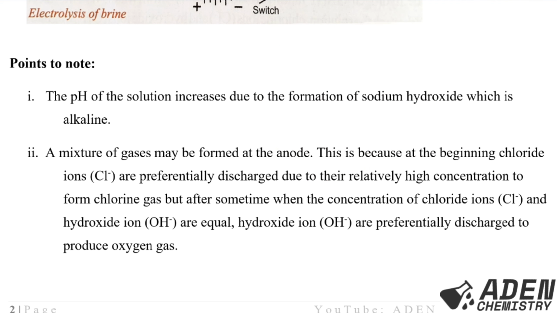The second point to note is that a mixture of gases may be formed at the anode. Reason? This is because at the beginning, chloride ions are preferentially discharged due to their relatively high concentration to form chlorine gas. But after some time, when the concentrations of chloride ions and hydroxyl ions at the anode are equal, hydroxyl ions are preferentially discharged to produce oxygen gas. So after some time, a mixture of gases will be formed at the anode. That means chlorine gas and also oxygen gas may have been formed at the anode.